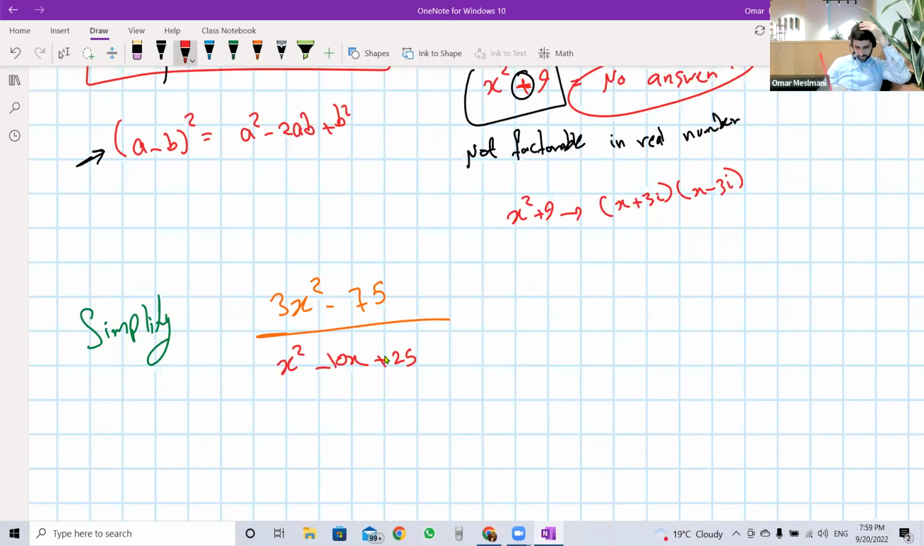Can we use a calculator or not? What? A calculator. What do you use a calculator for, sir? I want to see... Okay, 3x squared minus 75.